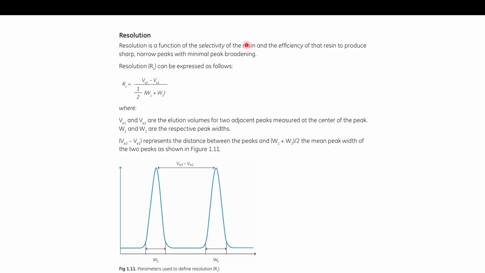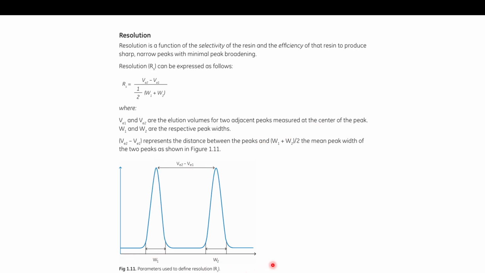Okay, and resolution is expressed as this particular equation, wherein VE1 is the one being talked about, and VE2 is the volume here, which are the elution volumes for two adjacent peaks measured at the center of the peak. Okay, this is what I was talking about.